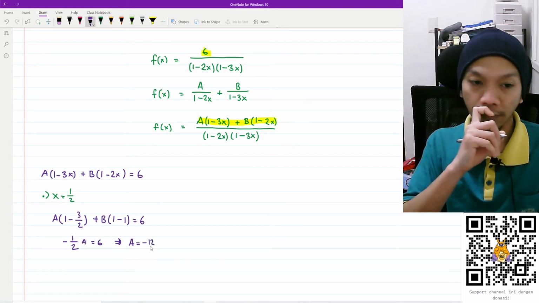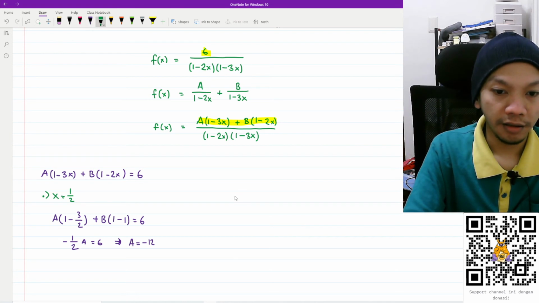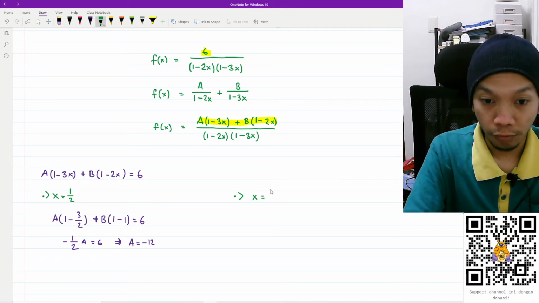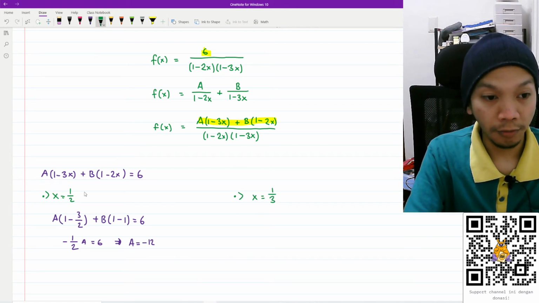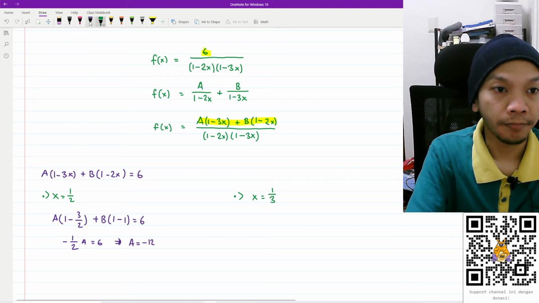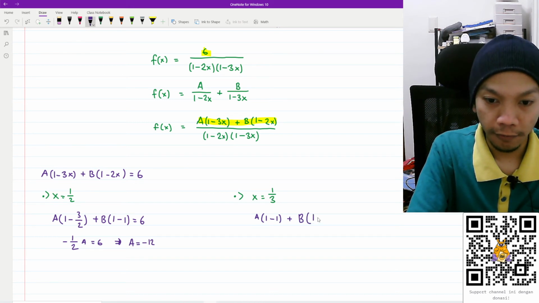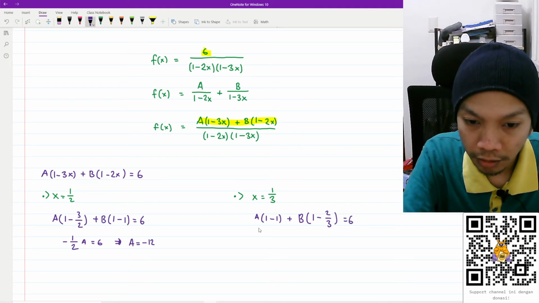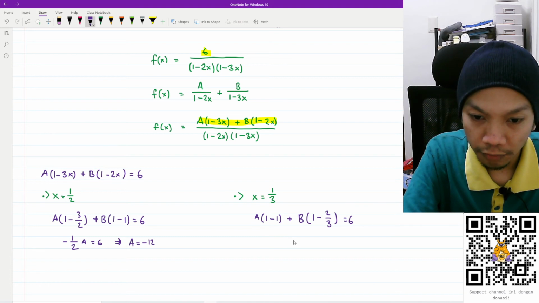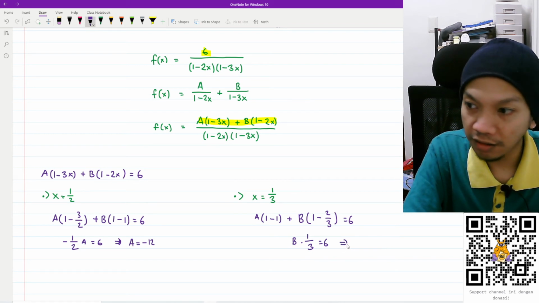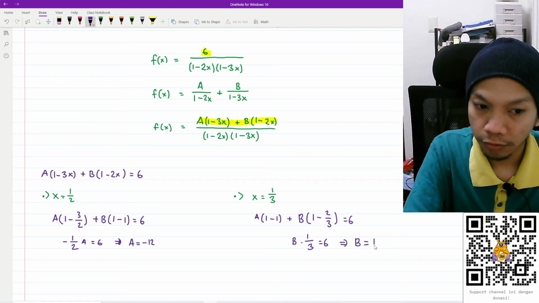Okay, now let's set another x to find out what B is. So I will set x equal to 1 over 3, or 1/3. Why? Because this term will cancel out, right? So I will have A times 1 minus 1, and then plus B times 1 minus 2 over 3, that should equal 6, and then this term will cancel out, and I will have B multiplied by 1 over 3 is equal to 6, and we got that B is equal to 18.